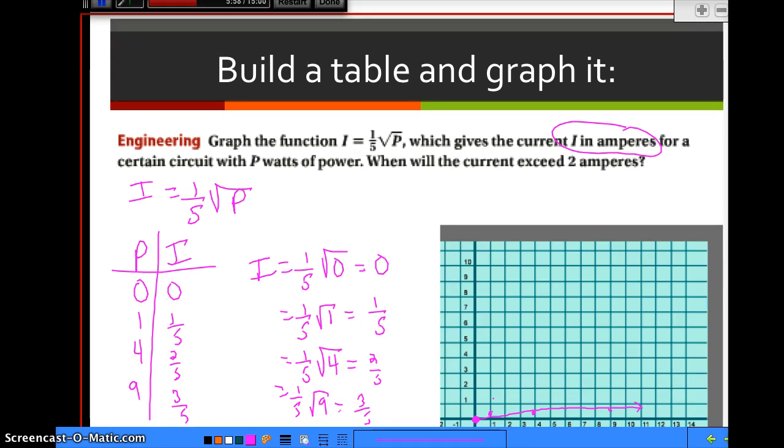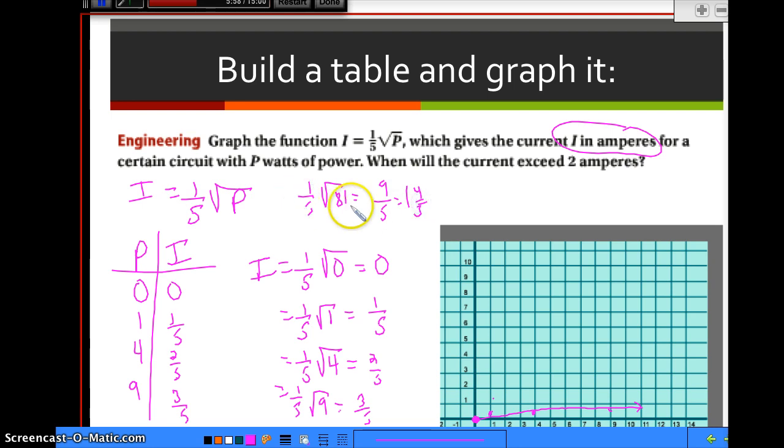It says, when will the current exceed 2 amperes? Wow, I am not sure. When would it exceed 2 amperes? In other words, when is this going to reach 2? Well, let's do guess and check, or we could set it equal to 2 and solve backwards. But let's try a perfect square, like for example, let's try 81. So 1/5 times the square root of 81, square root of 81 is 9, and 9 times 1/5 is close because that comes out to 1 4/5.